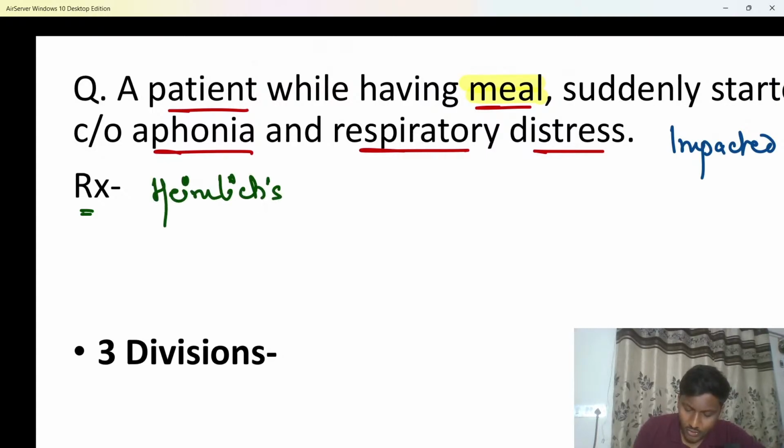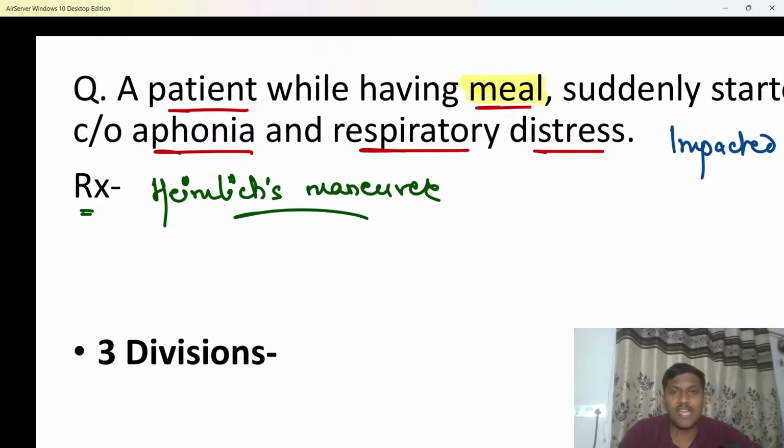Okay? And in Heimlich's maneuver, what did we do? You have to apply pressure or give a thrust over the epigastrium, in an upward and backward direction, beta. Okay? So this has been a very common question of your examination. Don't make a mistake if this is repeated.